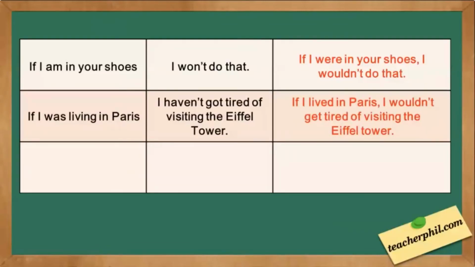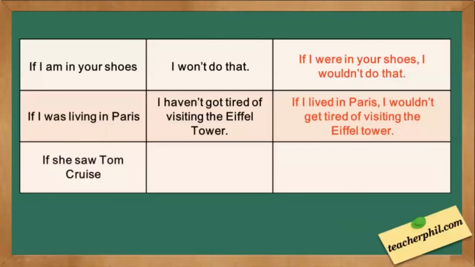The if clause was in the past continuous, so we need to change it into simple past: if I lived in Paris. The result clause, I haven't got tired of visiting the Eiffel Tower, is in the present perfect. We need to change it into the pattern would plus the verb in the base form. I wouldn't get tired of visiting the Eiffel Tower.